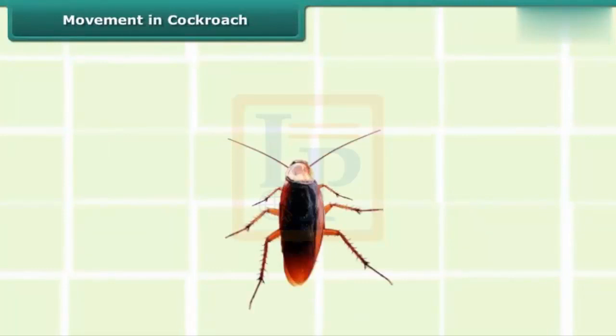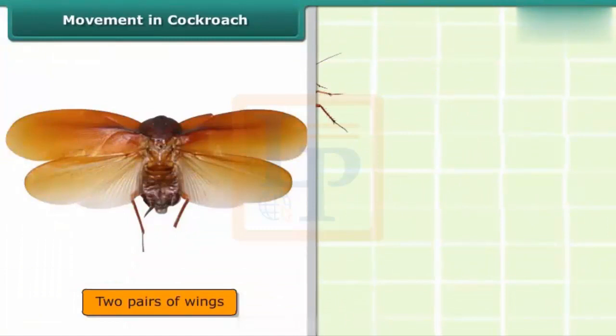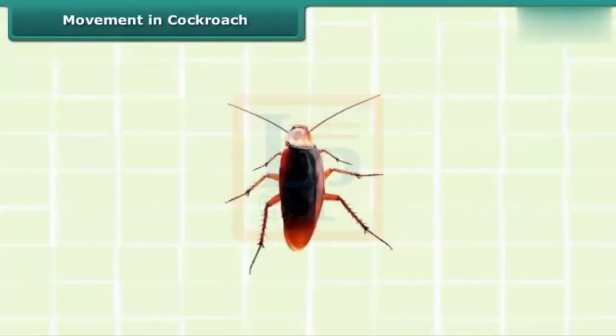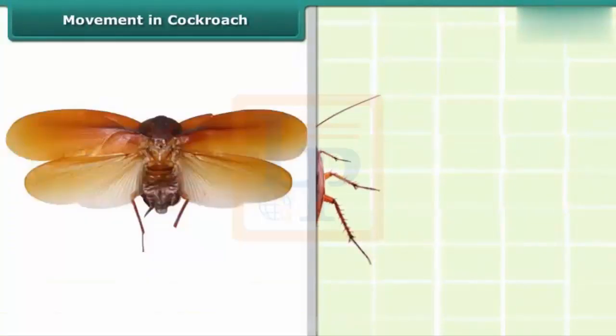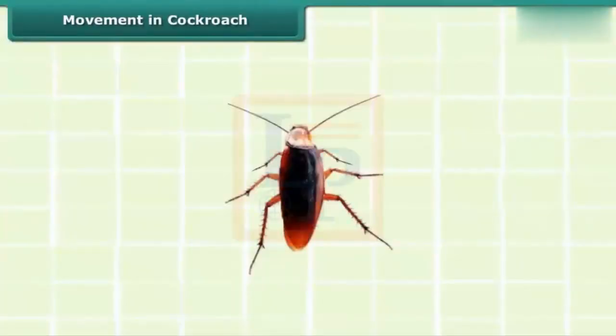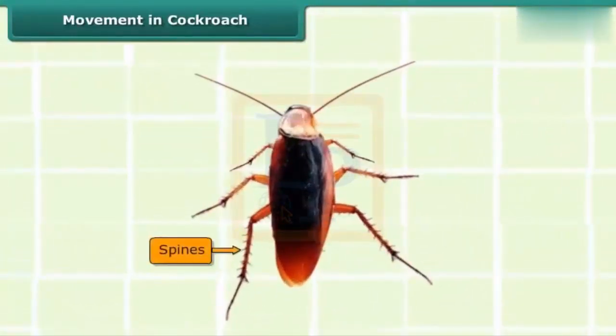Movement in cockroach. The cockroach has 3 pairs of legs that help it to walk and 2 pairs of wings that help it to fly. A cockroach moves its legs with the help of muscles near the limbs. It uses its breast muscles to help move its wings and fly. A cockroach can walk, fly and even climb. A cockroach can move in different terrains like sand and wired meshes because of the spines on its legs.